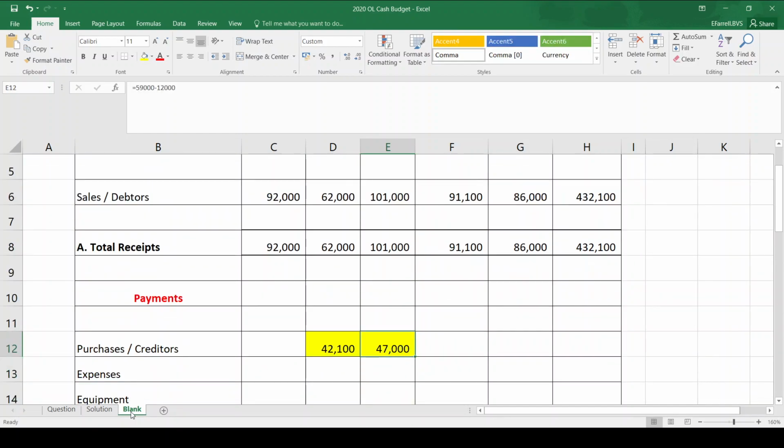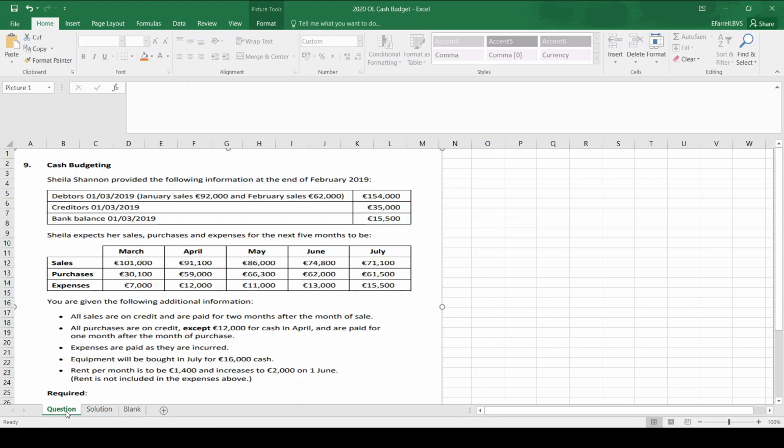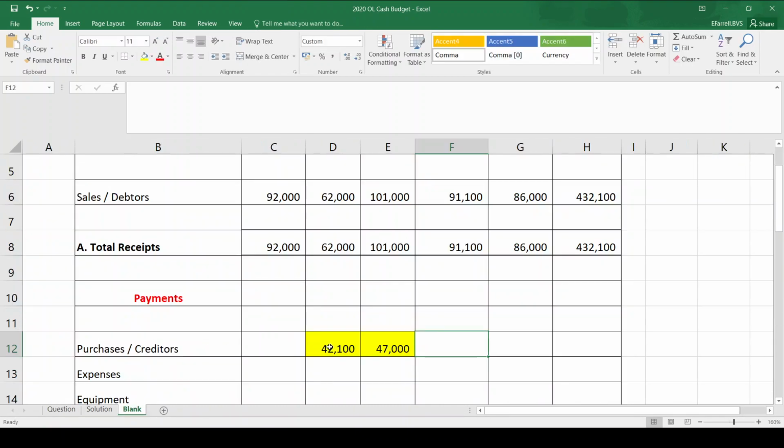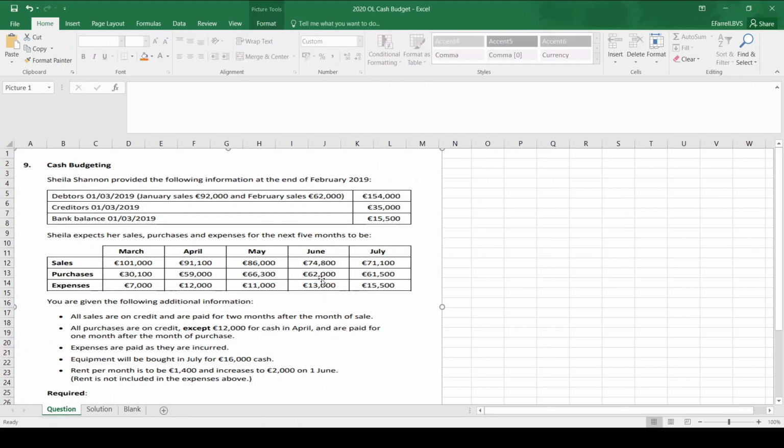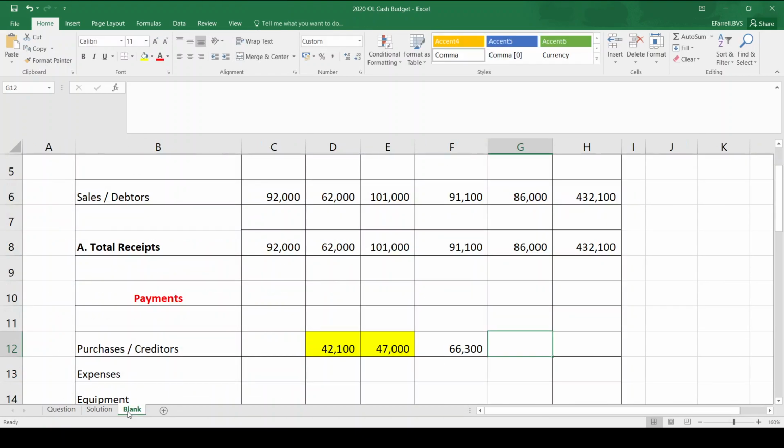Then in June, I am going to pay for May's purchases of 66,300. So back to normal now, straightforward enough. Then in July, I will pay for June's purchases of 62,000, one month later.